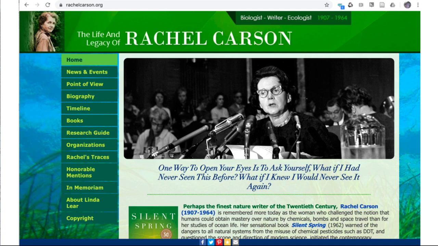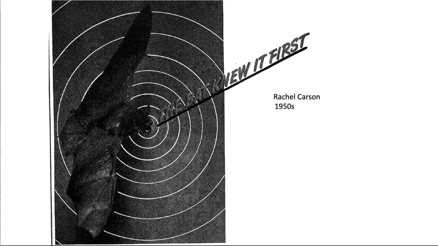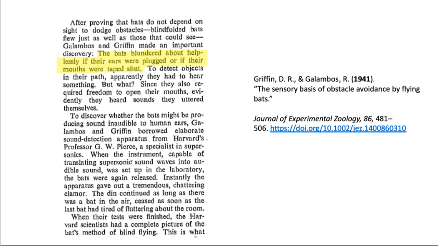Rachel Carson was a famous environmentalist, and she wrote the book Silent Spring. She wrote an article in the 1950s called The Bat Knew It First, and it's about bats using radar. She relied on the work of Griffin and Columbus. She describes their experiments. And what you can see is that the experimenters decided to plug up the bats' ears and to tape their mouths shut.